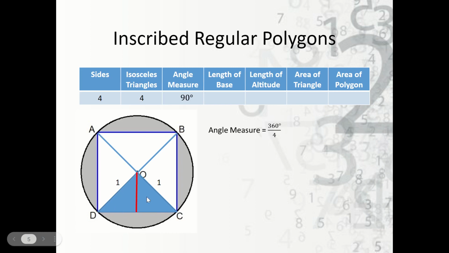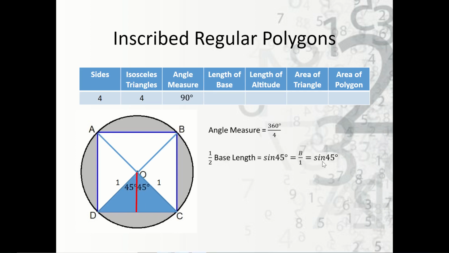We don't know this side and we don't know this side yet. We know that the angle measure here is half, because we started out at 90 and we cut it in half, so half of this would be 45 degrees. So each of these angles here is 45 degrees. So we end up with half the base length being sine 45 degrees. So that means the full base length would be double this, so that's 2 sine 45 degrees. So that's the length of our base. And when we plug that into our calculator, we get 1.41421.